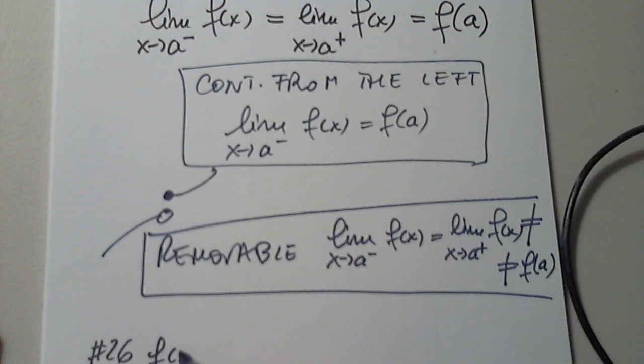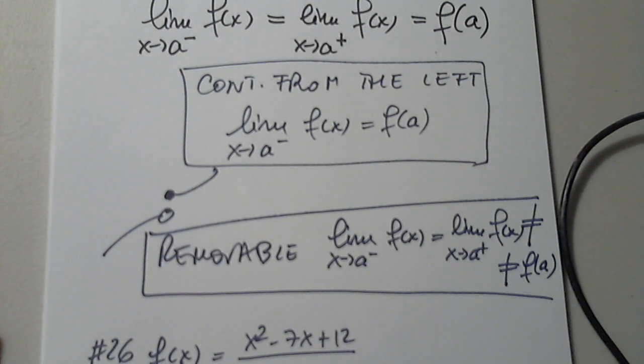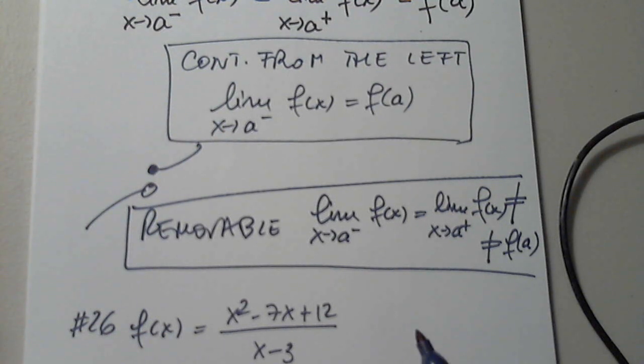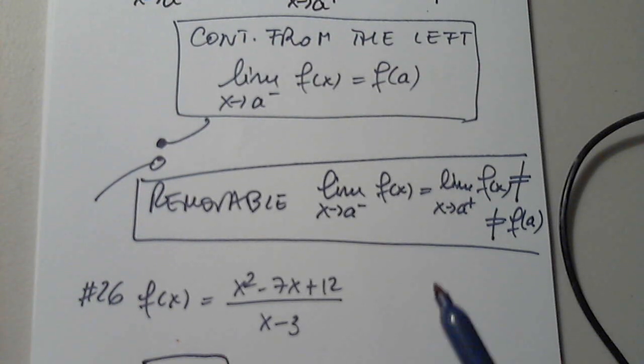In 26, we have f of x equals x squared minus 7x plus 12 divided by x minus 3. So show that f has a removable discontinuity at x equals 3 and then redefine f of 3 so that f is continuous at x equals 3. Okay? So let's take a look at that. Good. So it's very clear that x cannot equal 3, because the denominator cannot be 0, and it will be 0 when x is 3. So the function is undefined.